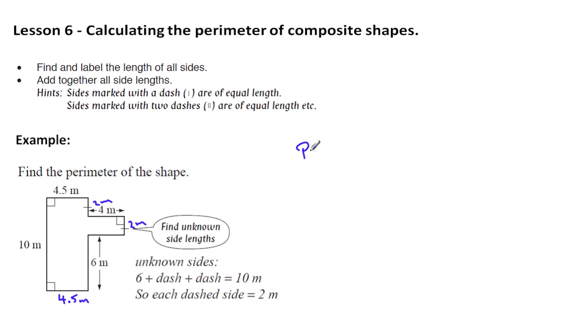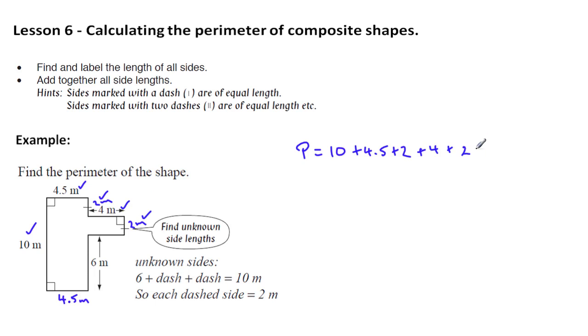So the perimeter equals. Now, the main thing to remember here is to go through and check off each side with a tick. That's what I do, and I think it works fairly well. So we've got 10 there. We've got 4.5 next. We've got a 2 here. A 4 here. And we keep going around.